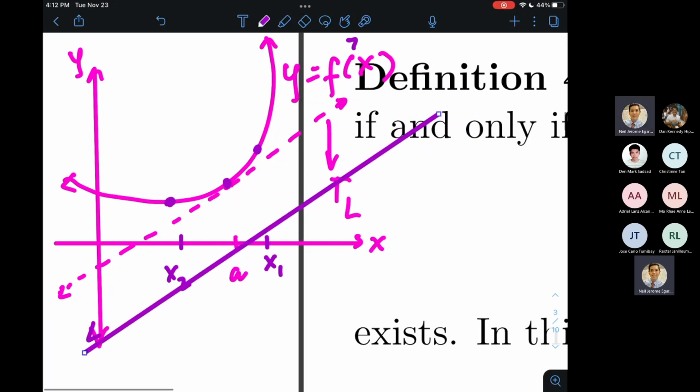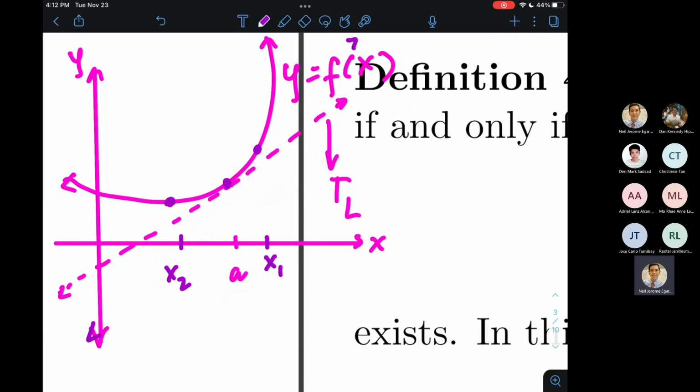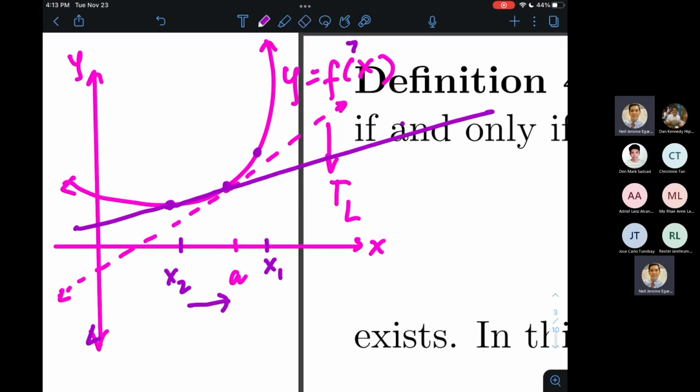Hindi ko ma-move yung ayaw mag-work yung ginawa ko kaninang animation, pero okay, drawing ko na lang siya ulit. So kung ito yung second line, habang si x sub 2 palapit ng palapit papunta kay A, makikita natin, hindi ko magagawa yung animation ko kanina. Palapit ng palapit pa rin yung secant line. So just use your imagination. Palapit ng palapit yung secant line doon sa tangent line.